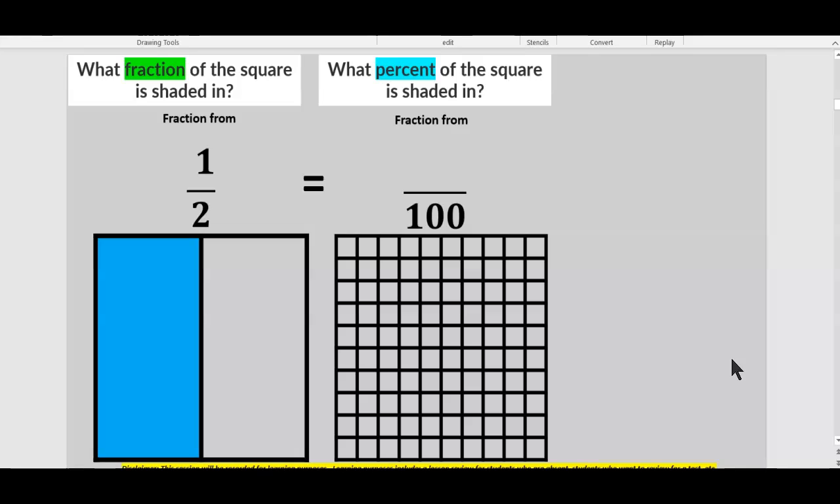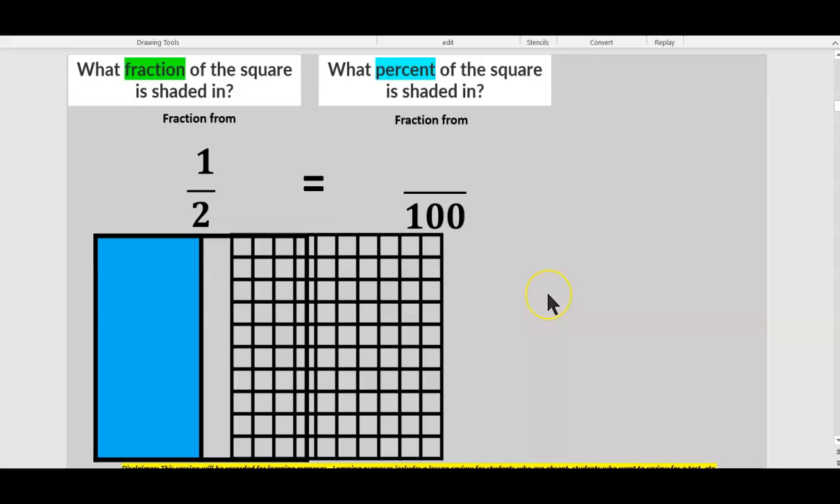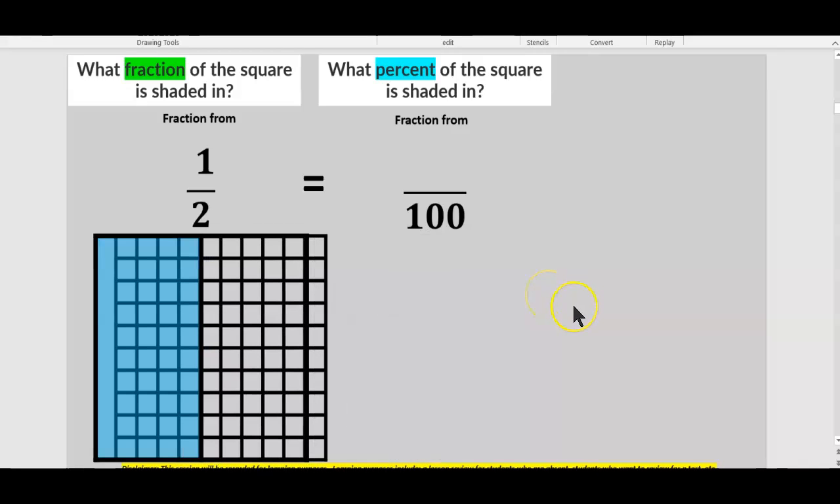What fraction of the square? Half. Well, what would this be over here? How many hundreds is that?